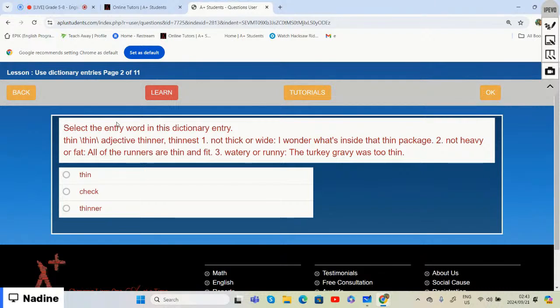Here they say you need to select the entry word. You need to select the word that you're looking up, the entry word. You are looking for a specific word. Is it thin? Is it an adjective? Is it thinner, thinnest? Or is it the meanings? So option one, thin. Option two, chick. Or option three, thinner. The entry word, the word that you're looking up.